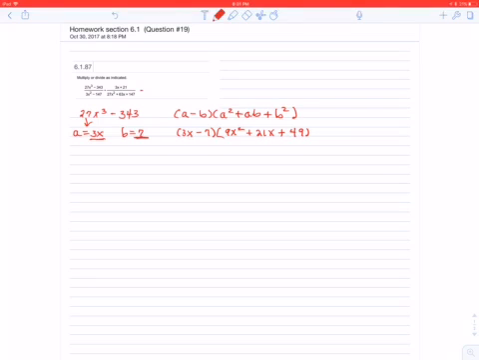Okay, so the numerator of that first rational expression can be factored into 3x minus 7 times 9x squared plus 21x plus 49.